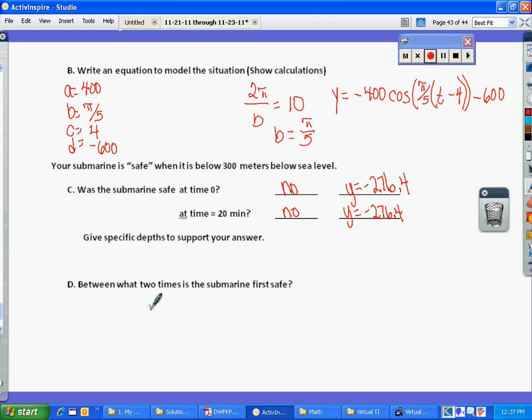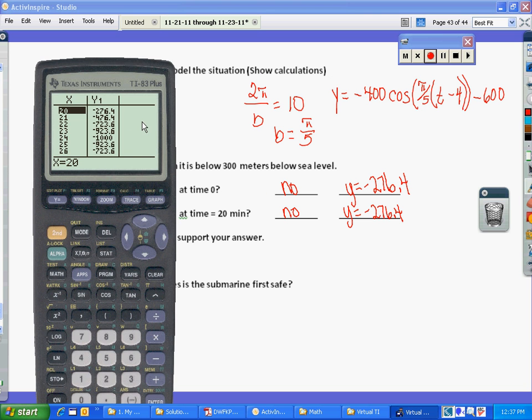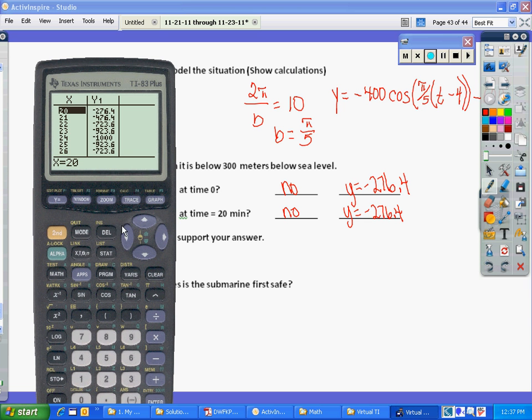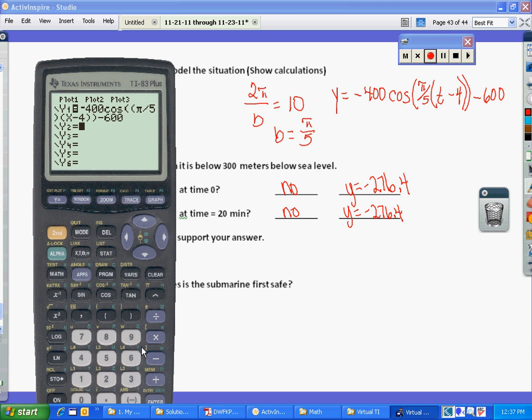So between what two times is the submarine first safe? So we're going to need to now go back to our calculator, and we're going to need to enter into our calculator our next y value, y equals negative 300, which is where it's safe. So we're going to see when we graph this that the first time it's safe is going to be pretty much where it falls below that axis. Okay, so it looks like it first becomes safe. We can zoom in to see when that is going to be hit.